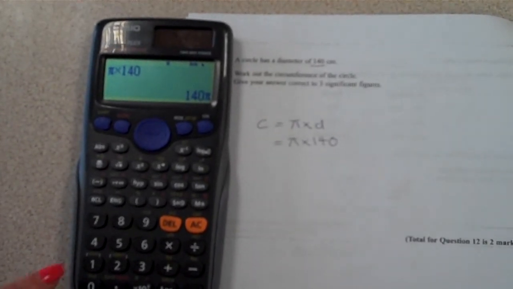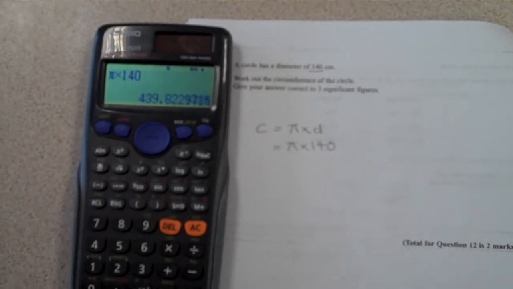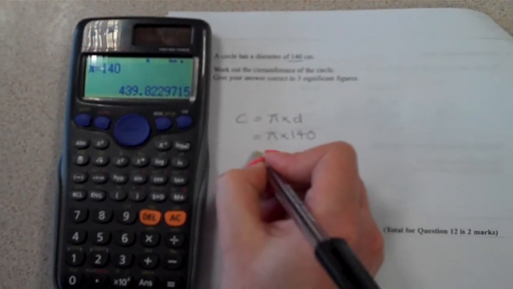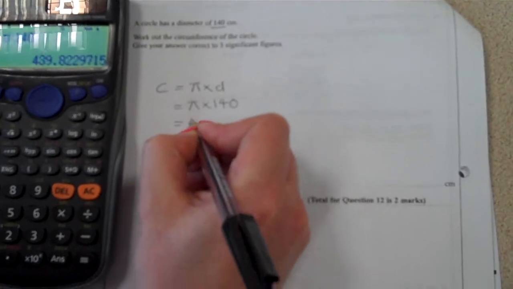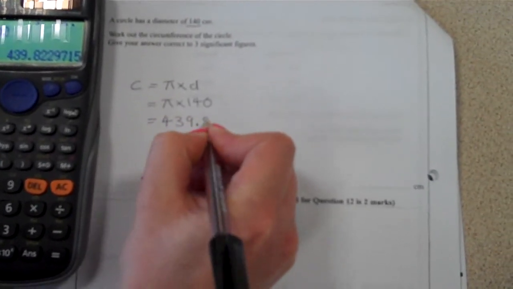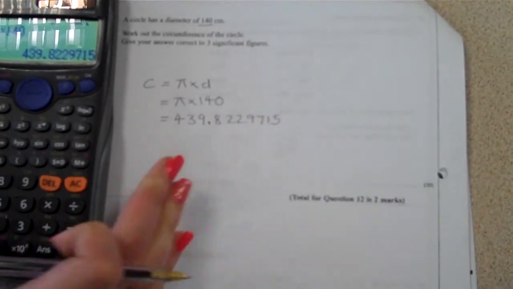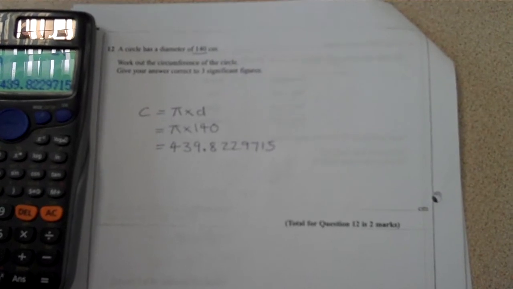Now these calculators will leave things as fractions, leave them in terms of pi, so I'm going to need to press the SD button to turn it into a decimal. So my calculator comes up with 439.8229715. Now, going back to the question, it asks for it to 3 significant figures.